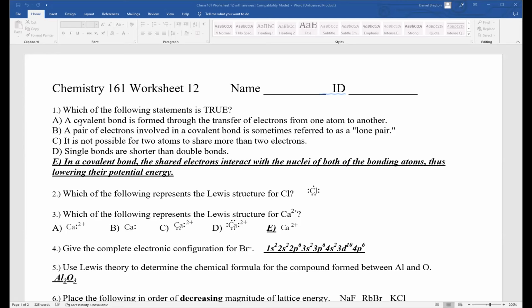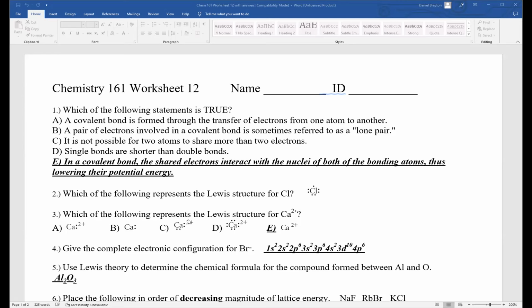2, which of the following represents the Lewis structure of chlorine? These will seem pretty easy if you're doing the Lewis structures for actual compounds and the shapes that we got into. Right, so it's just 7 electrons put around a chlorine atom.